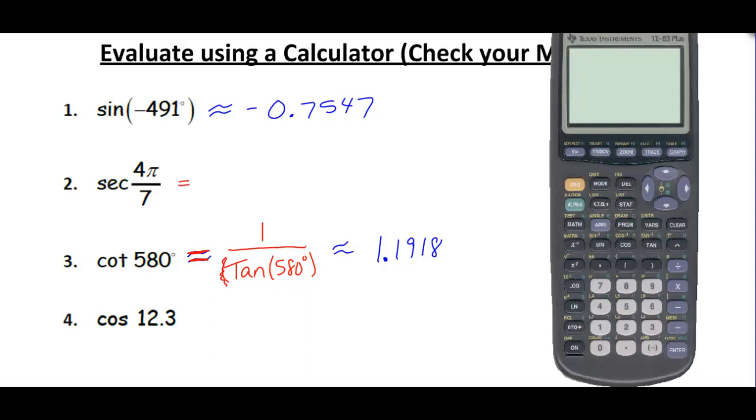So again, I see secant. I don't have a secant button, but I know secant is the reciprocal of cosine. So I'm going to actually do cosine of 4 pi over 7. So I'm going to do 1 divided by the cosine, and I just hit 4.